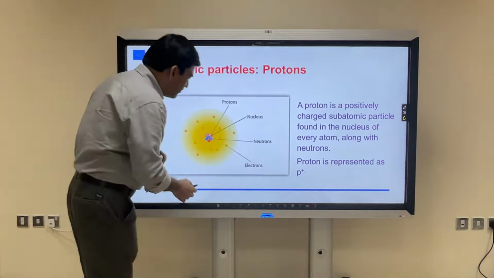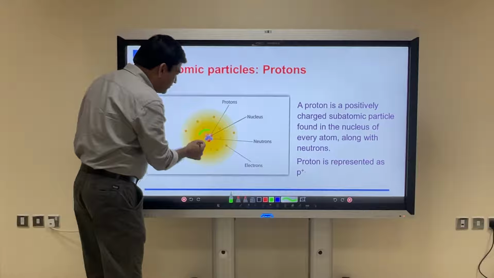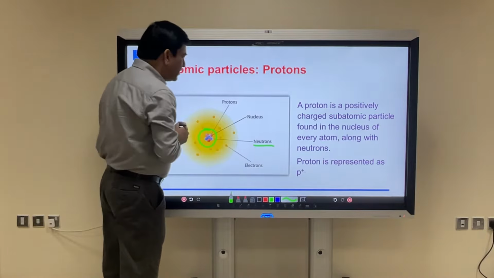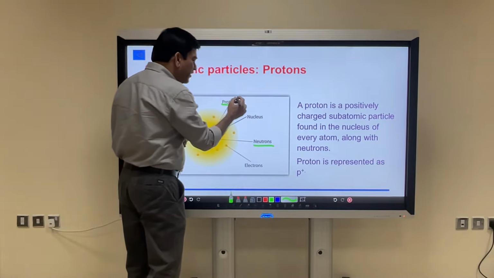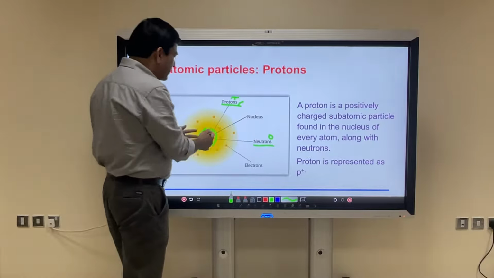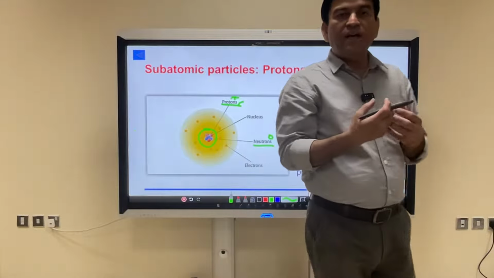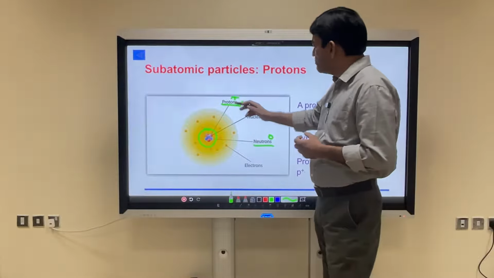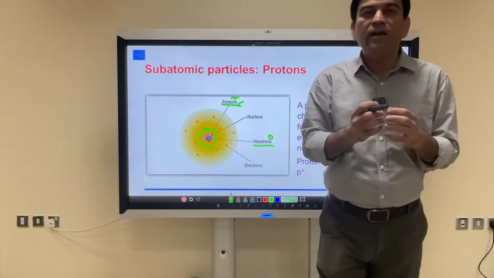So again, on another slide, you can see approximately the same thing over here. You have a nucleus, and in the nucleus, what do you have? You have neutrons and you have protons inside the nucleus. And I've explained before that protons have a positive charge, and neutrons don't have any charge, and that is inside the nucleus. So you can say a majority of the mass, the weight of an atom, is concentrated inside the nucleus. Inside the nucleus, you have protons and neutrons.